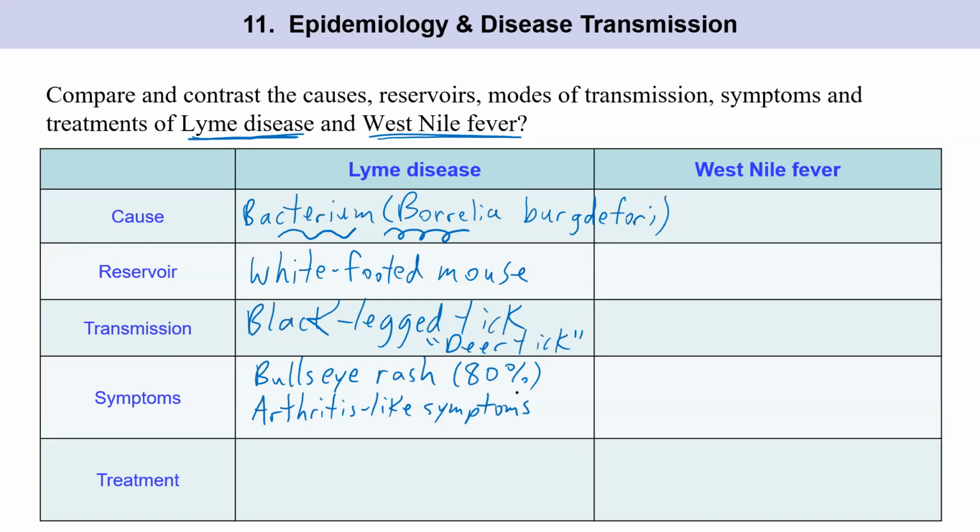So, treatment. We're treating a bacterium, and so with that, we can use antibiotics. And by antibiotics, I mean antibacterial drugs. There's a few of them out there. I think the most common one now is doxycycline, which is a type of tetracycline. But if there's resistance or something like that, sometimes they mix it up a little bit.